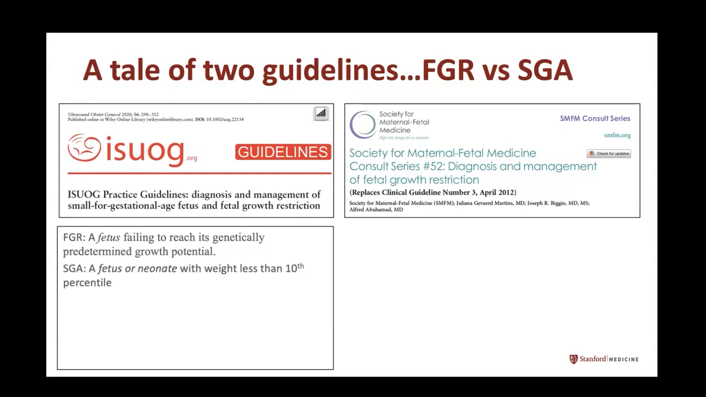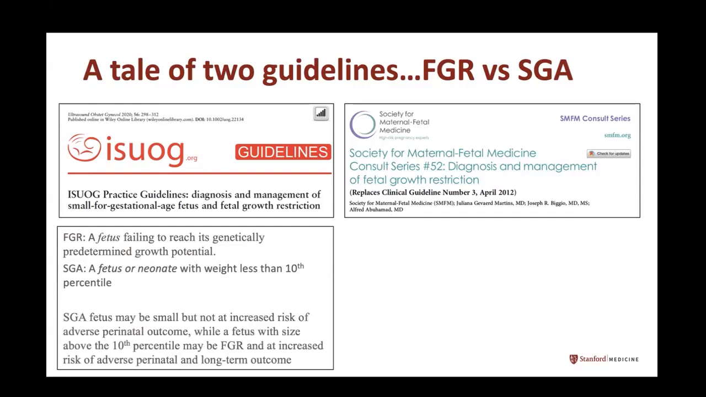ISUOG defines SGA as either a fetus or a neonate weighing less than 10th percentile. So here, according to ISUOG, and really in much of the world, SGA is really a mathematical formula where FGR is more of this sort of philosophical definition. And this brings up the concept that an SGA fetus may be small, but not necessarily at increased risk. So not every fetus or neonate less than 10th percentile is pathological, whereas a fetal growth restricted baby could be greater than 10th percentile, but it suggests this pathological process.